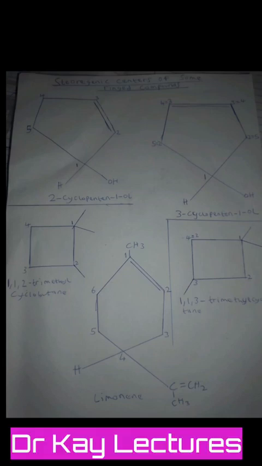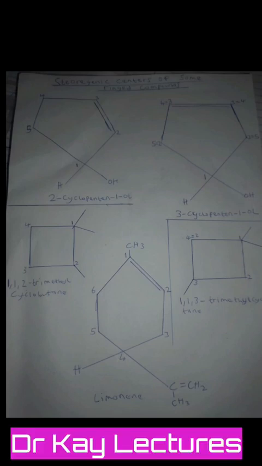Alright, so now what I would like you to notice is a carbon in a ringed compound. I have a lot of ring compounds before me now, right here, wherever you see the white board, that's where I'm pointing to at the moment. So this is 2-cyclopentene 1-ol. This is 3-cyclopentene 1-ol. This is 1,1,2-trimethylcyclobutane. This is limonene, and this is 1,1,3-trimethylcyclobutane. So these are examples of ring compounds.